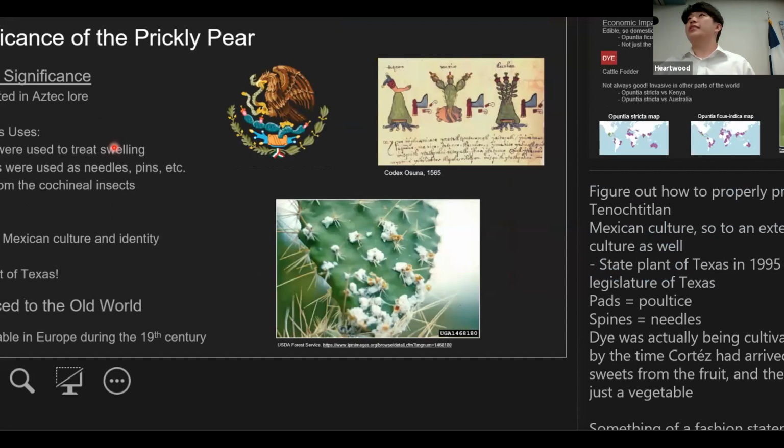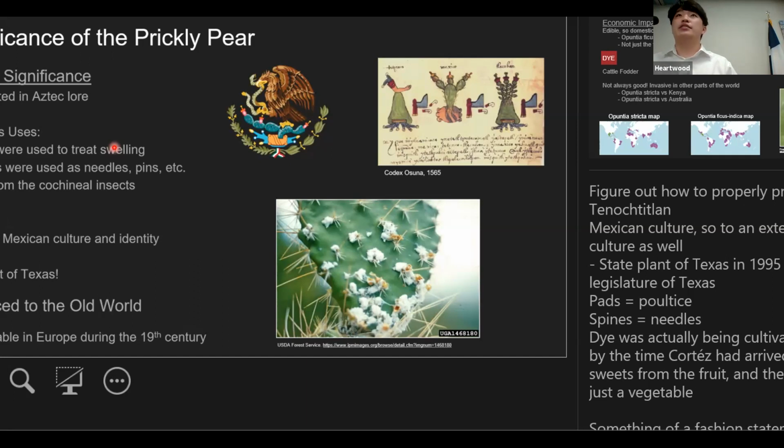And culturally, the prickly pear plays a very significant role, especially in Mexico. Depictions of it can be traced back to Aztec documents such as the Codex Osuna, in which the primary capital city, Tenochtitlan, is represented with an opuntia cactus. And this carries on over to the Mexican coat of arms, which is now seen on the Mexican flag.